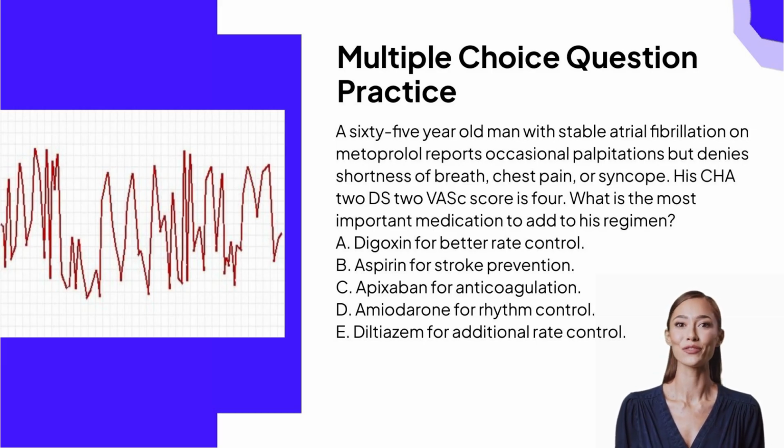A. Digoxin for better rate control. B. Aspirin for stroke prevention. C. Apixaban for anticoagulation. D. Amiodarone for rhythm control. E. Diltiazem for additional rate control. Think about what the question is really testing before looking at the answer.